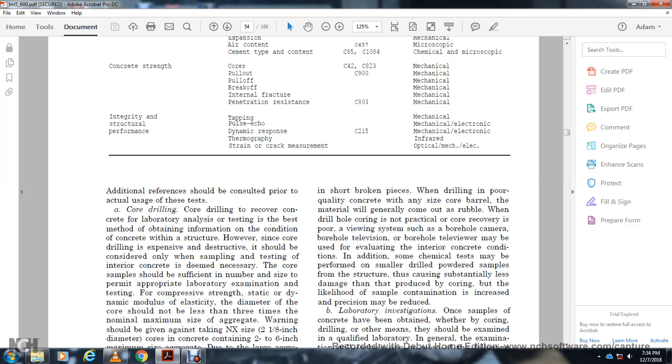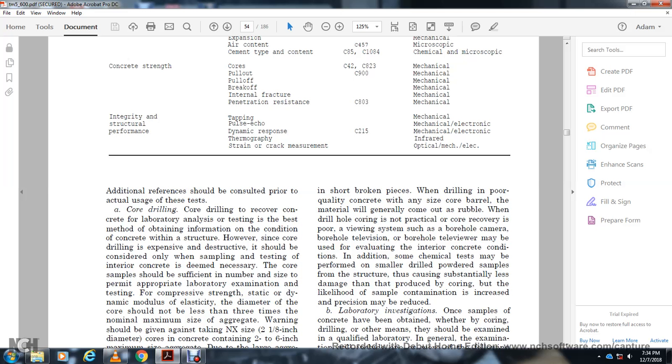Additional reinforcement should be consulted prior to the actual use of the core drilling step. The core drilling recovers the concrete to the laboratory and is able to test the depth of the method to obtain information on the condition of the concrete within the structure. As core drilling is expensive, the structure should be considered only when sampling and testing of the interior concrete is deemed necessary.